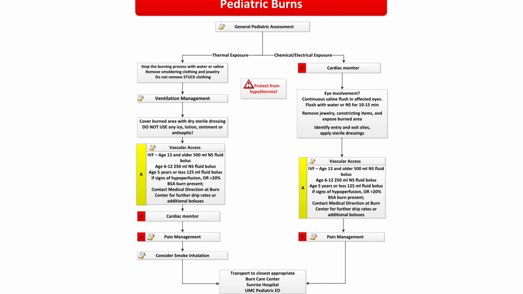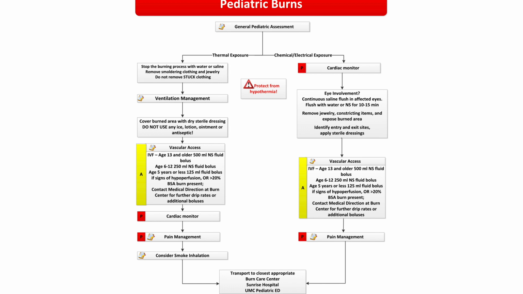We're going to go ahead and determine if there's any eye involvement. If so, we're going to flush the eye with normal saline for 10 to 15 minutes. And we want to remove any jewelry, constricting items, and expose the burned area. We want to identify any entry and exit sites and apply dry, sterile dressings. Just as before in the thermal exposure, fluid boluses are administered based on the patient's age, and if additional fluid boluses are required, we want to go ahead and contact medical control.